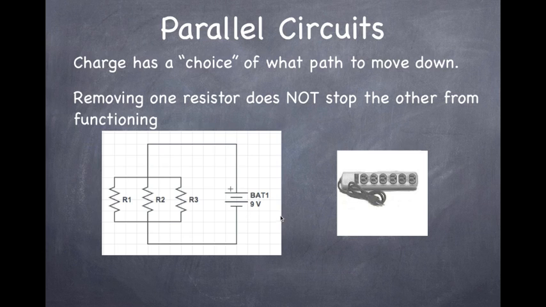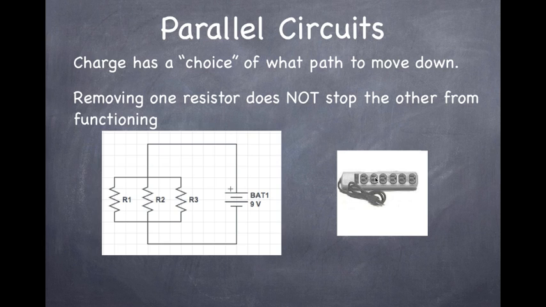A great example of something wired in parallel would be this surge protector. All of these can be plug-in resistors, and you still have an alternative pathway. If you don't have something plugged in here, there's still a pathway for this to get to the other end of the voltage source.